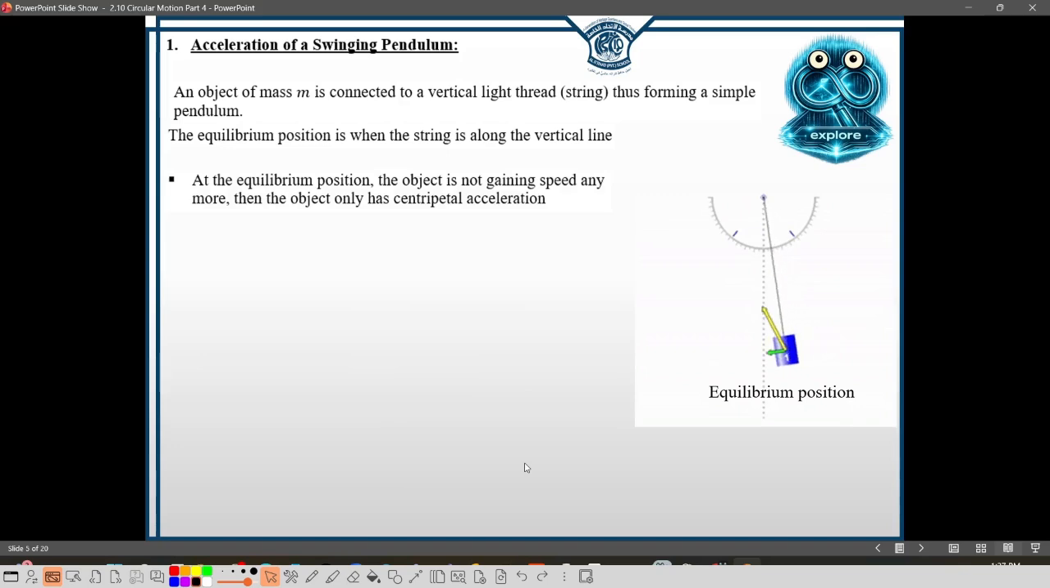At the equilibrium position, the object is not gaining speed anymore. So at the equilibrium position, we will have the maximum speed. The tangential acceleration becomes zero, and there will be only centripetal acceleration acting here.